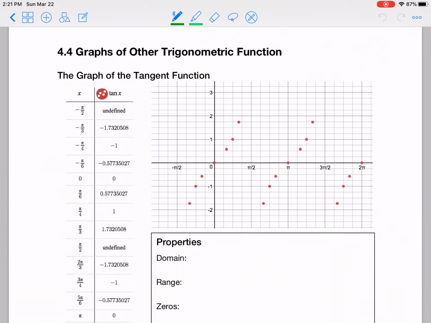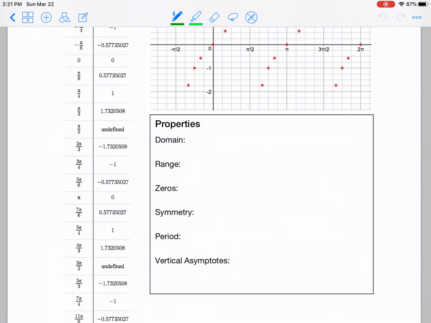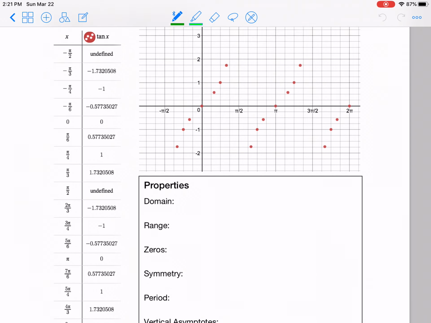All right, in this section 4.4, we're going to look at graphing the other trigonometric functions. We looked at how to graph sine and cosine, so now we're going to look at tangent functions and the inverse reciprocal functions. So let's start off here with the tangent function. You can see here on the left, we have a bunch of different values plugged in for tangent, and then the result on the right.